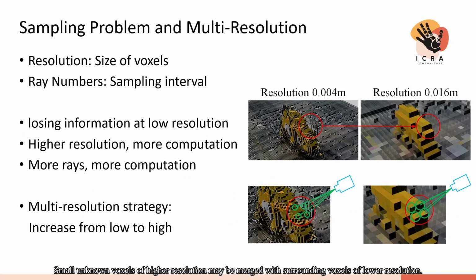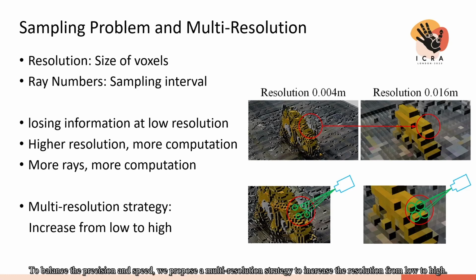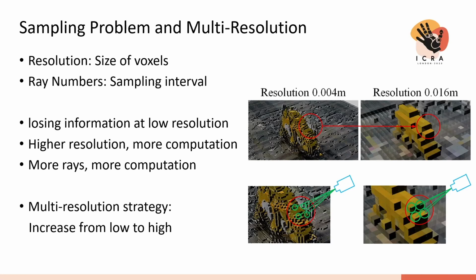Small unknown voxels of higher resolution may be merged with surrounding voxels of lower resolution. Thus, some information is lost. Also, the high resolution requires more rays to hit small voxels. To balance the precision and speed, we propose a multi-resolution strategy to increase the resolution from low to high.